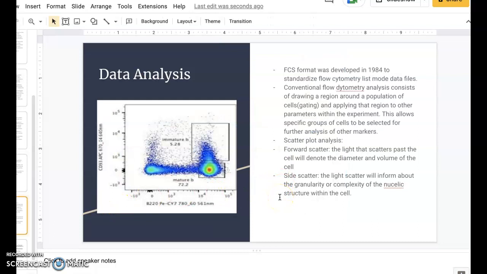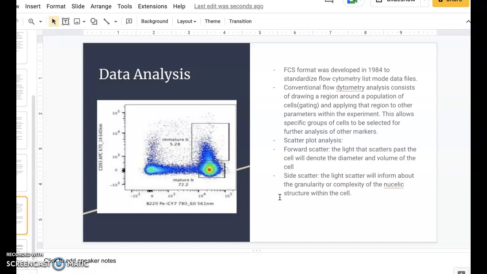The FCS format was developed in 1984 to standardize flow cytometry list mode data files. This conventional flow cytometry analysis consists of drawing a region around a population of cells, or gating, and applying that region to other parameters within the experiment. This allows specific groups of cells to be selected for further analysis of other markers.